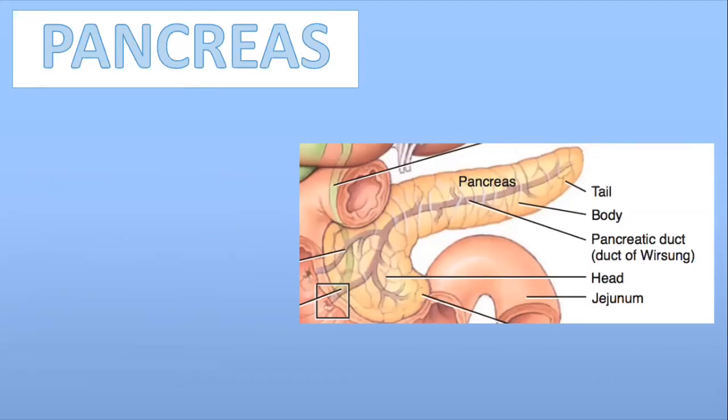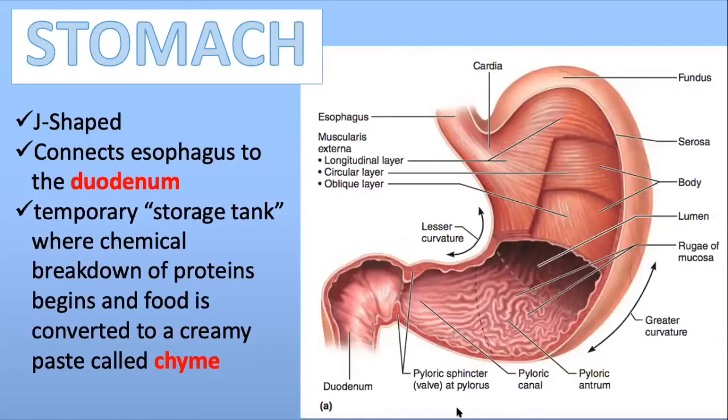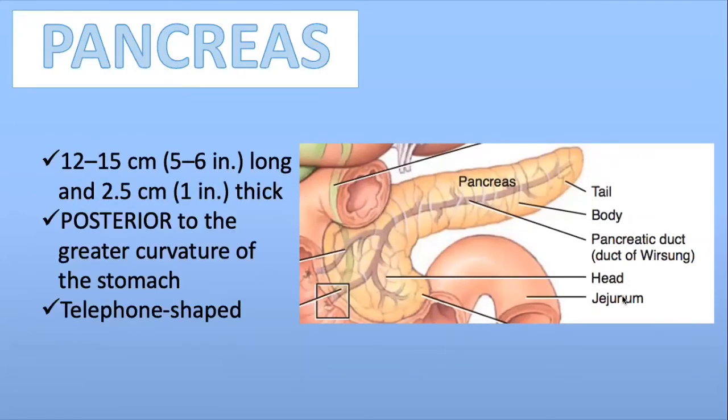So let's proceed with the greater curvature of the stomach. A little bit of recap. So dire, posterior daw siya aning greater curvature of the stomach. Diyan makikita si pancreas. Okay. It is also called as telephone shaped. Okay. And then we have 3 parts of the pancreas. We have the tail, the body, and we have the head of the pancreas. Tail, body, and we have the head.